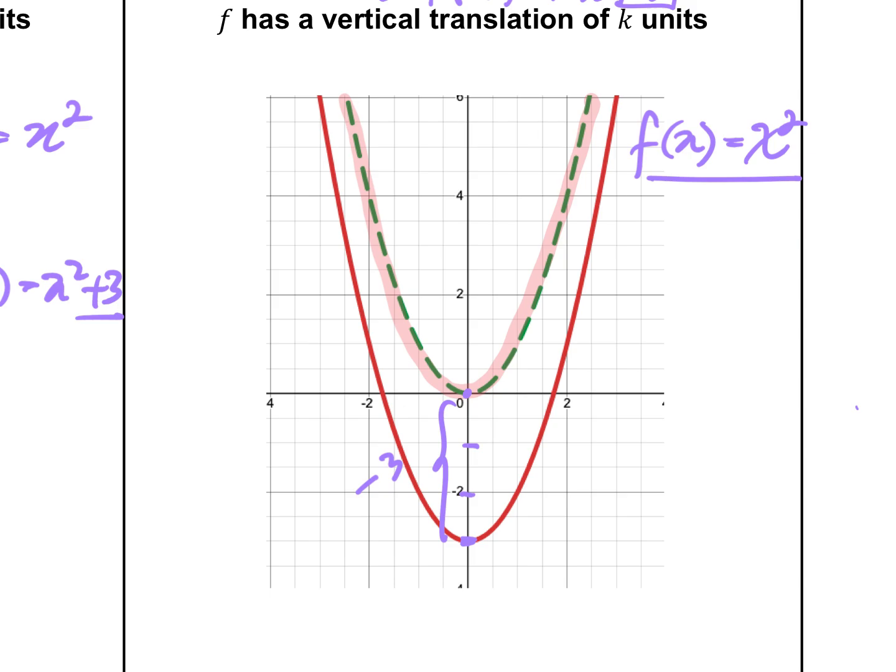If I'm going to write a new function here, this is going to be g(x). We cannot use f already because that's the parent function. That's going to give you the same shape of x², but it's going down 3 units. It means minus 3 units. So that is the function name of it.